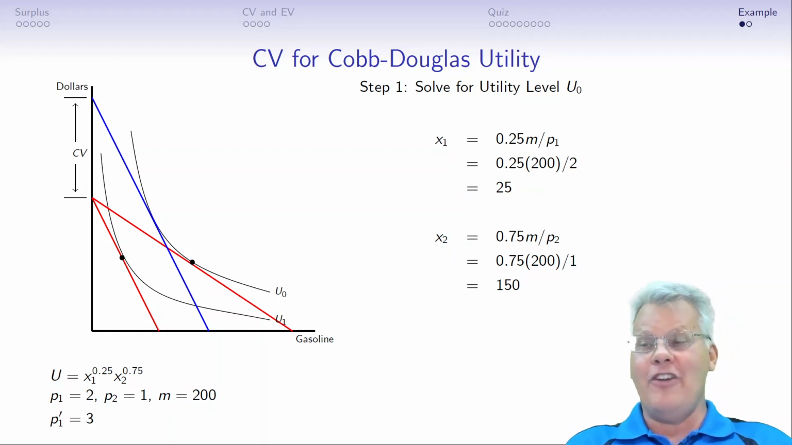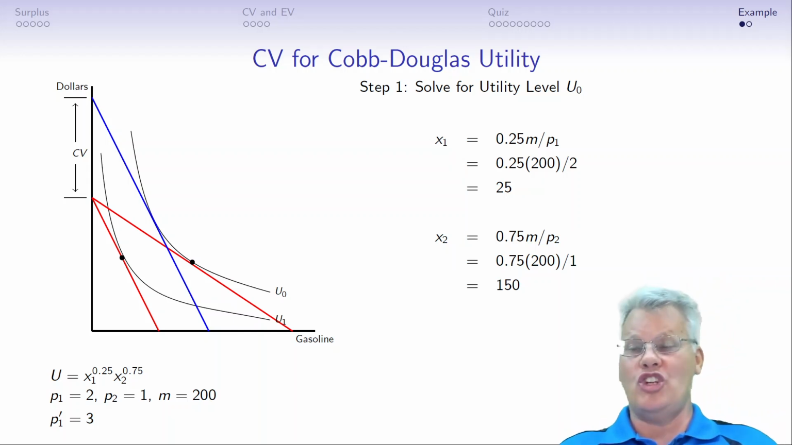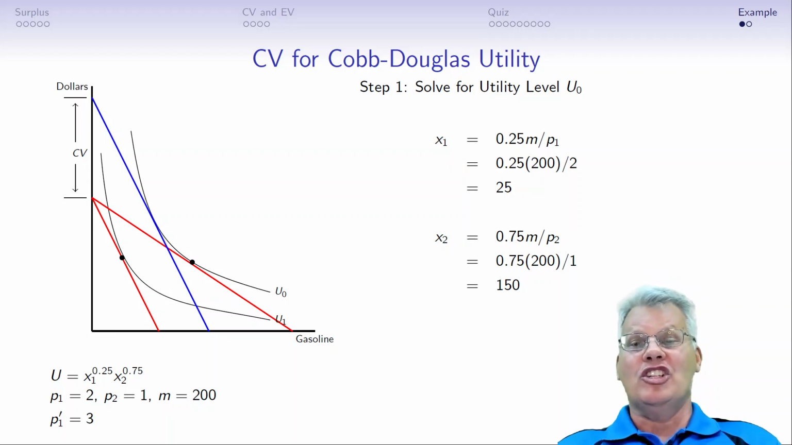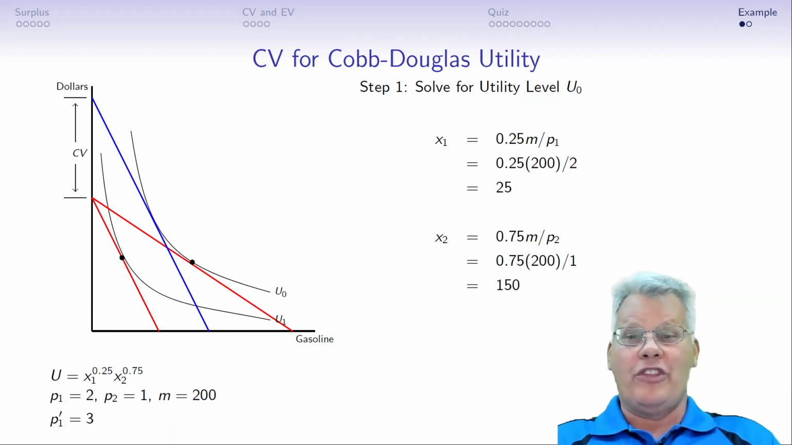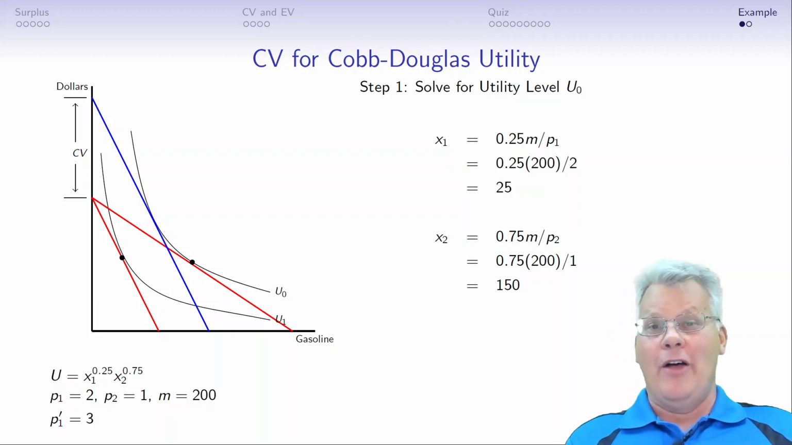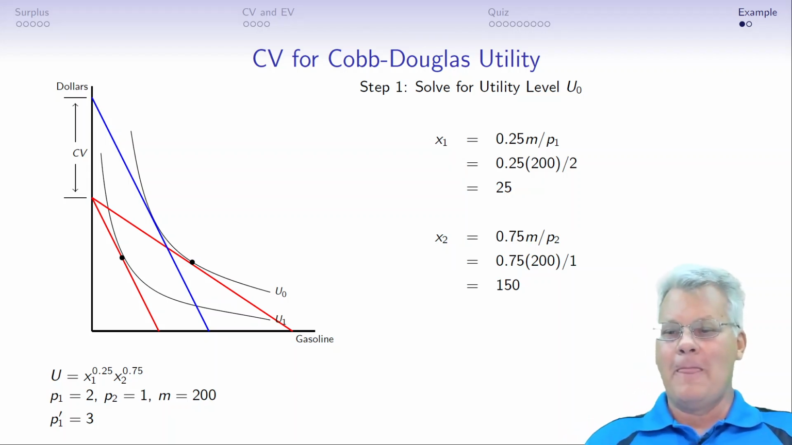So compensating variation and equivalent variation are similar but not identical. I wanted to show you this example with compensating variation just to show you the differences that you'll encounter with Cobb-Douglas utility versus perfect complements. So you'll be able to figure out then how to do the SmartWorks homework. Okay.